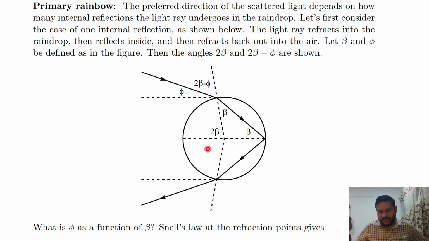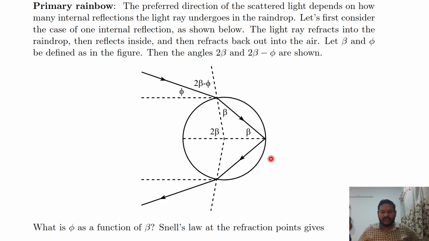So this is L shape, and this whole thing is going in L shape, right? So these two angles are equal, and this angle is 2 beta, so this whole is 2 beta, but this is phi, so this angle is 2 beta minus phi. So here the angle of incidence becomes 2 beta minus phi, right? And angle of refraction becomes beta.